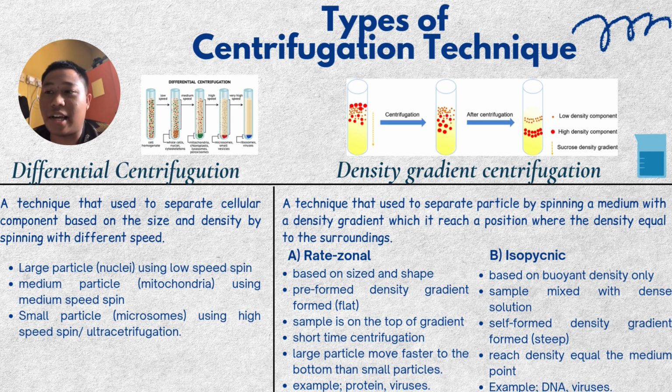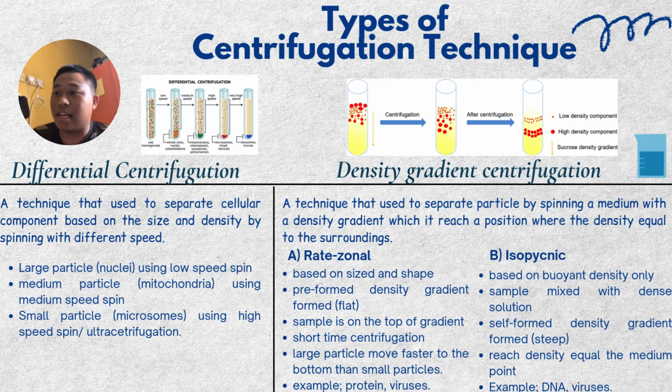As I said, it is based on size. So there are large particles, medium particles, and small particles. Different sizes have different speeds. As we can see, large particles use a low speed spin, while medium particles use a medium speed spin. Lastly, small particles use a high speed spin or ultracentrifugation, which means a higher speed spin.